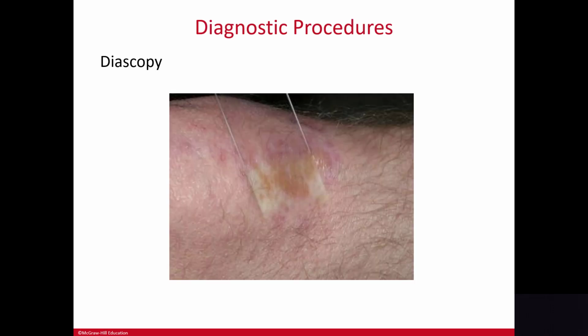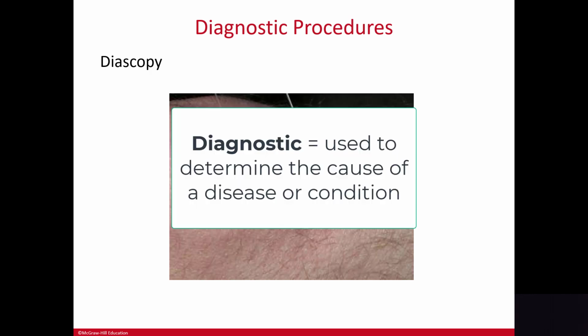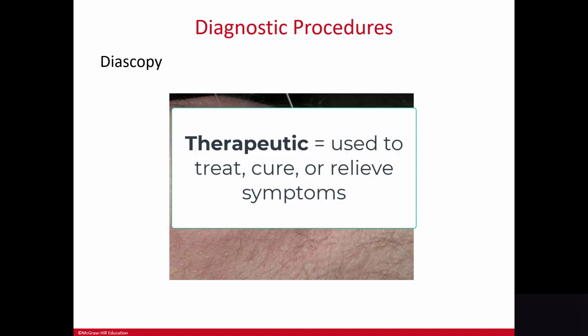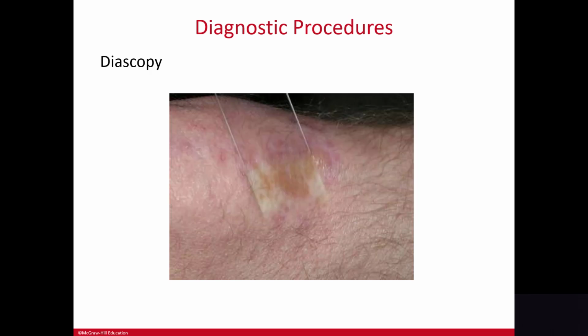So there are two categories for procedures. You will see these in most of the chapters. Diagnostic procedures are those that focus on finding a diagnosis or identifying the cause of a disease or a condition. Therapeutic procedures are those that are used to treat or cure a disease or condition. So let's go through the list in your text. First are the diagnostic procedures.